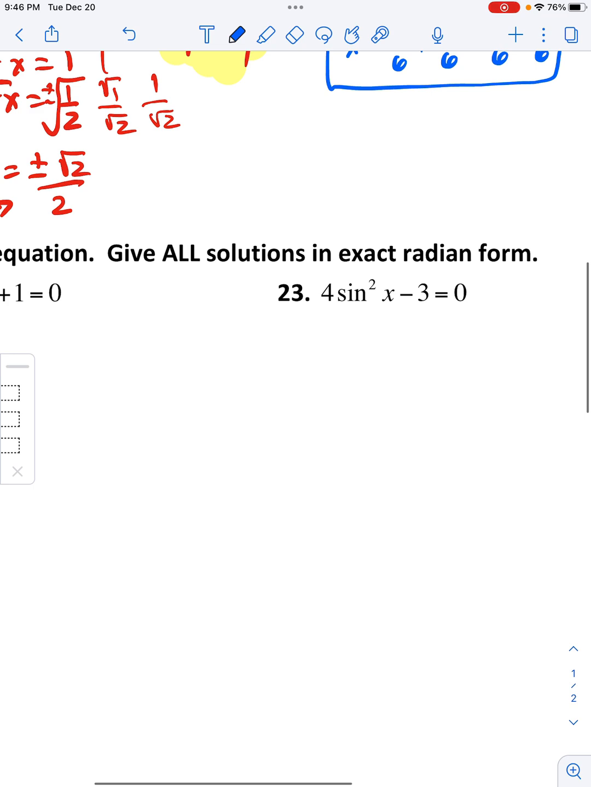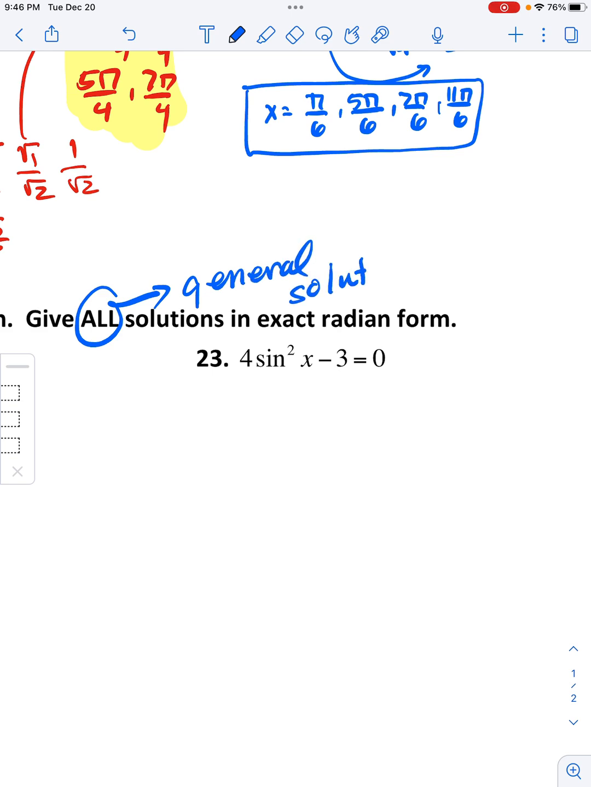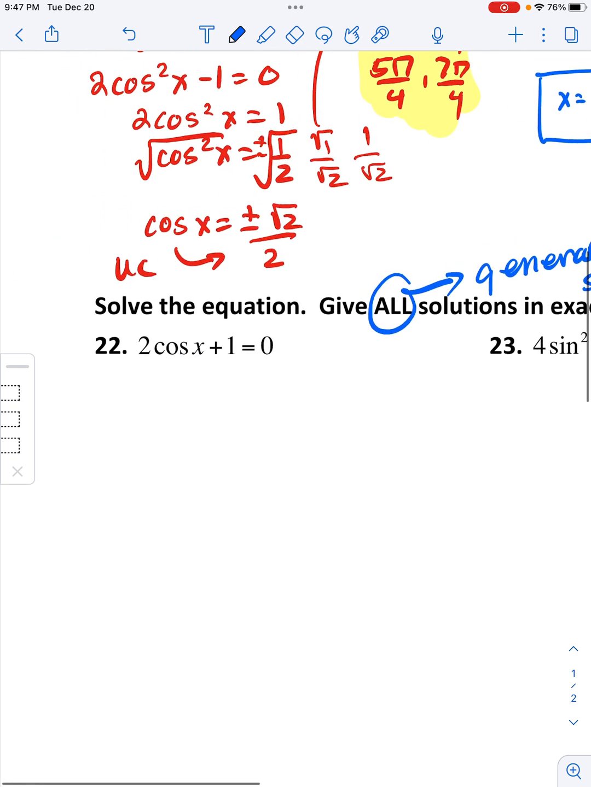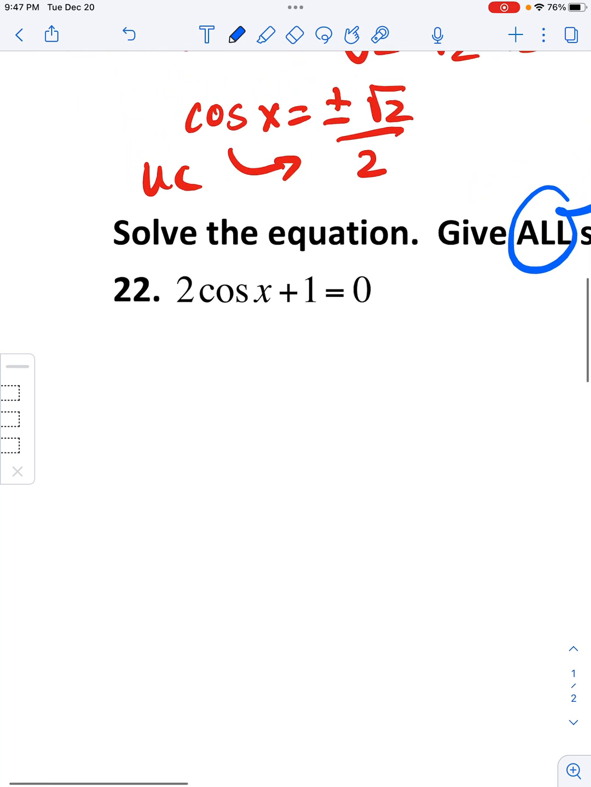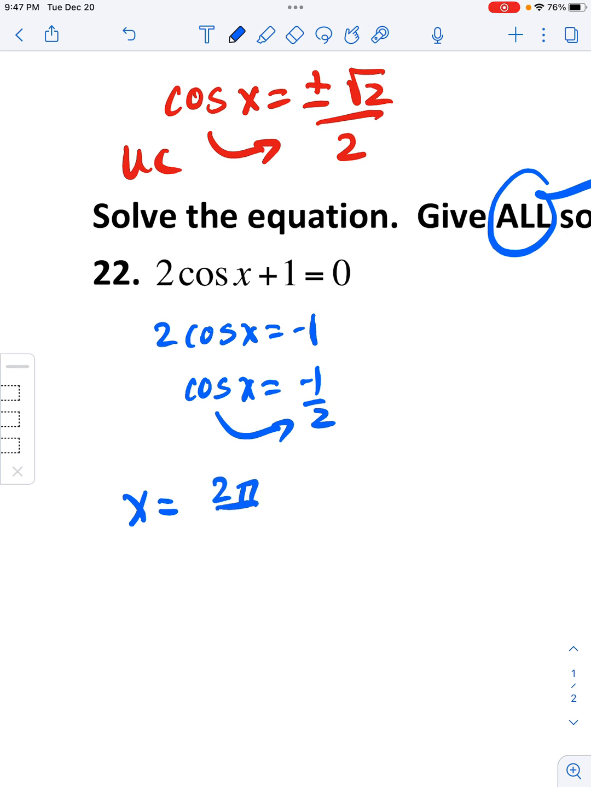Okay, so here we're going to give all. What this is asking for is those general solutions. I think the quiz makes it really obvious when to do that and when not to do that, so I'm not going to worry too much about that. So this is pretty straightforward. I'm going to move that 1 over by subtraction, and I'm going to divide by 2. I'm going to go to my unit circle and see when that happens. I just looked that one up. So that's 2 pi thirds and 4 pi thirds.